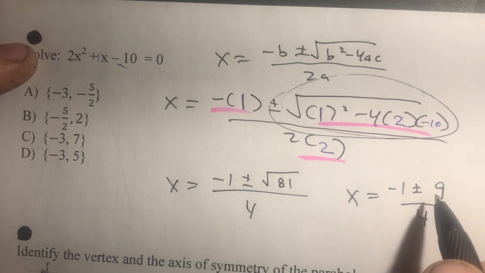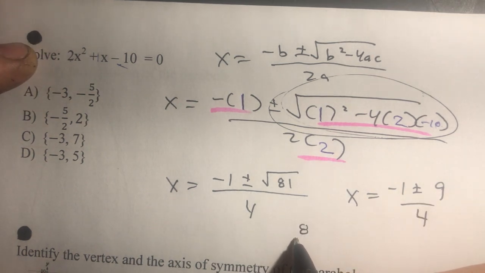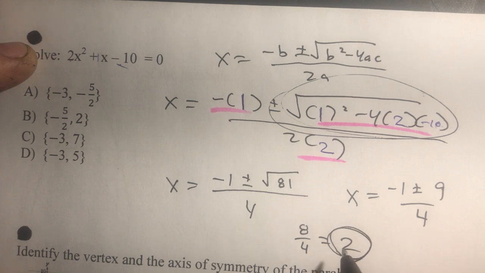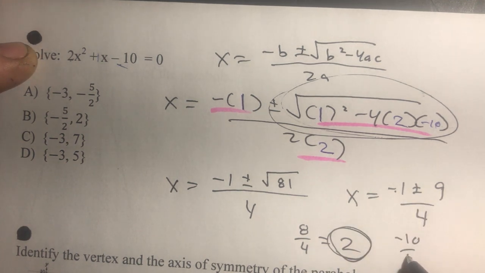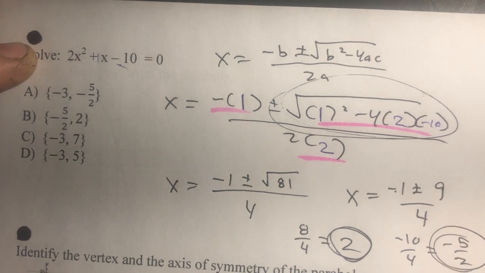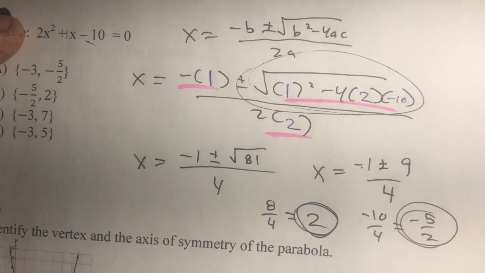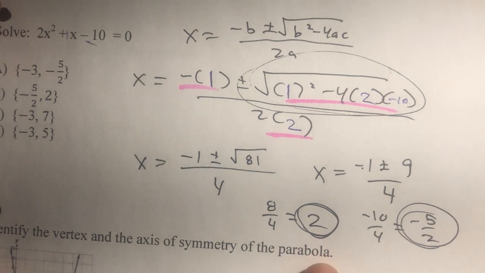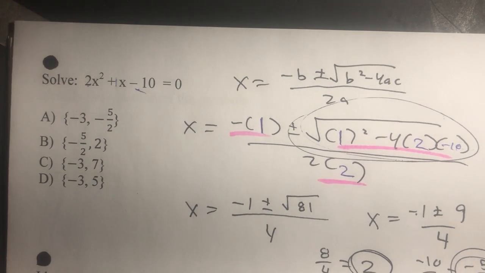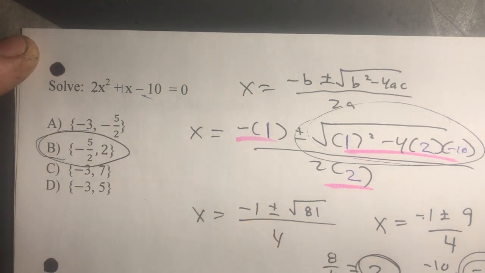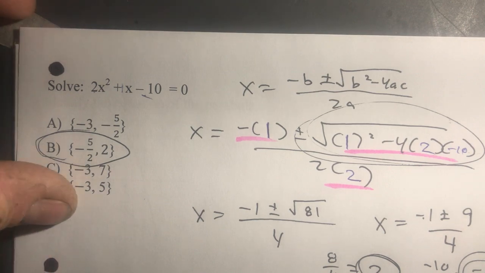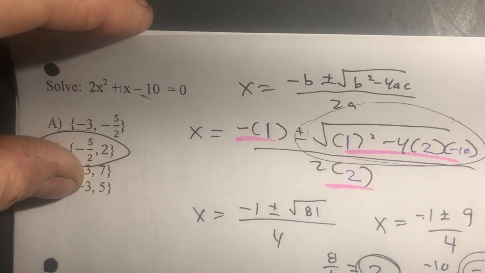All right, negative 1 plus 9 is 8. 8 divided by 4 is 2. There's one answer. Negative 1 minus 9 is negative 10 divided by 4, and that simplifies to negative 5 over 2. And there's my other answer. Okay, so I got 2 and negative 5 halves, right there. B.